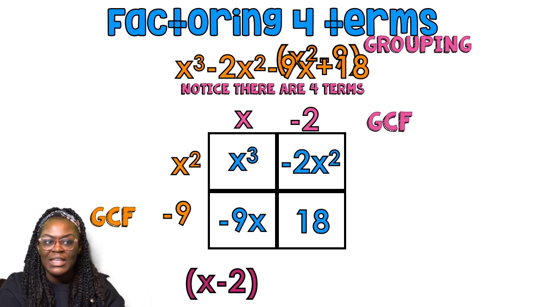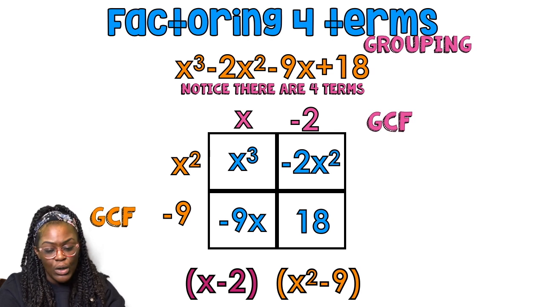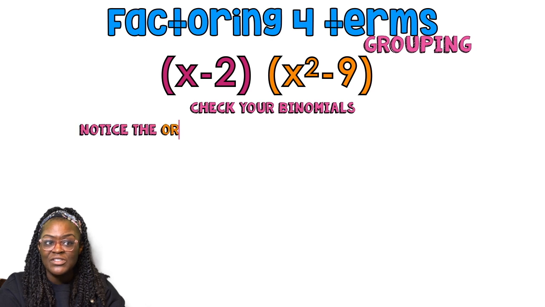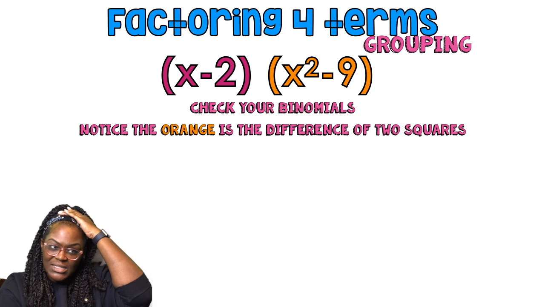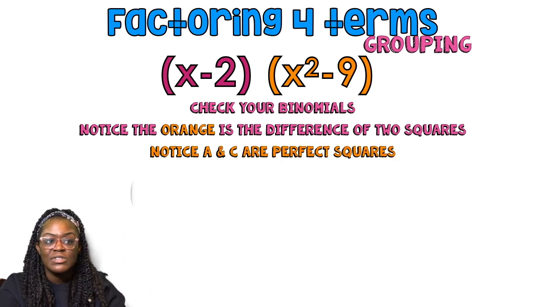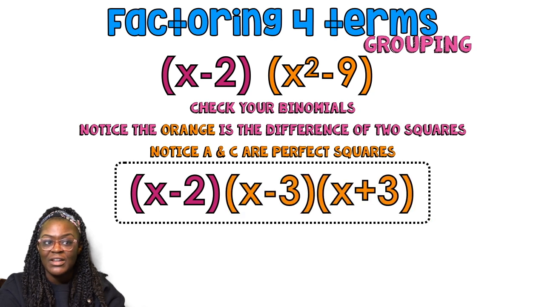X minus 2 and then x squared minus 9. That was easy. But you know that x squared minus 9 is actually the difference of two squares, right? Because x squared is a perfect square, 9 is a perfect square, and there's a minus in the middle to make it a difference. So you're just going to go ahead and factor it as x minus 3, x plus 3. That's your final answer.